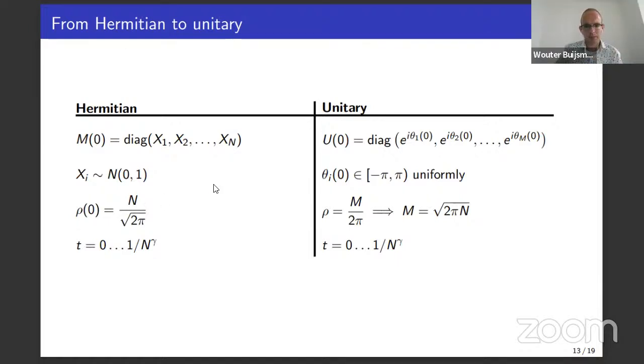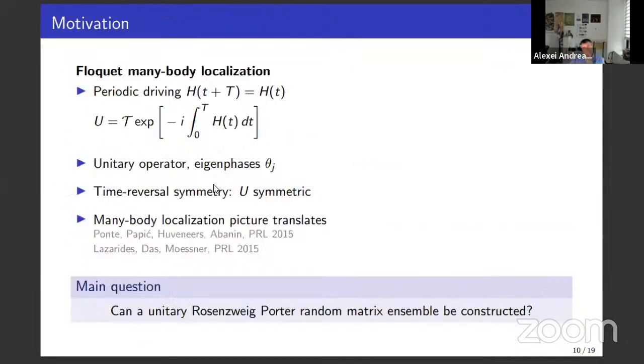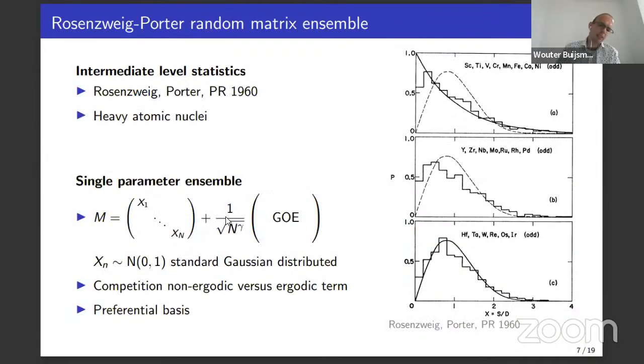What you then get effectively is that you can think of this as evolving the system to a different time, which means that this factor gets replaced by something else which depends in some non-trivial way on n. So you still get an ensemble of the same form, but with a more complicated prefactor. And by that, the ensemble no longer matches the properties of the Rosenzweig-Porter random matrix ensemble.